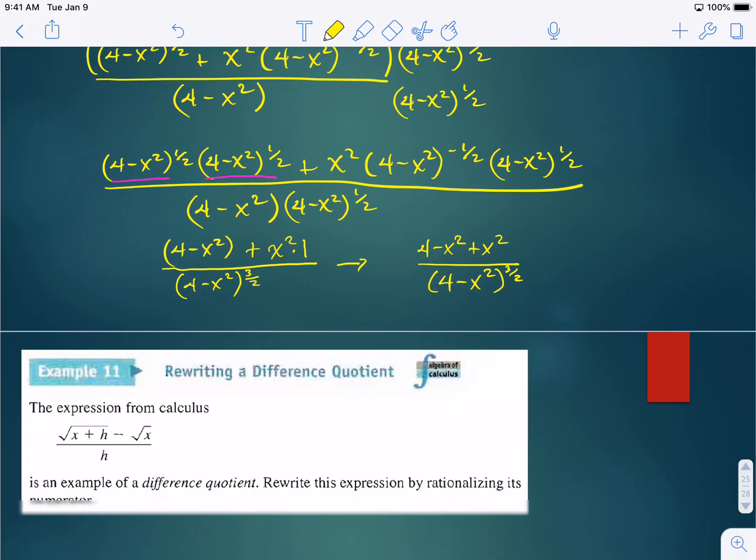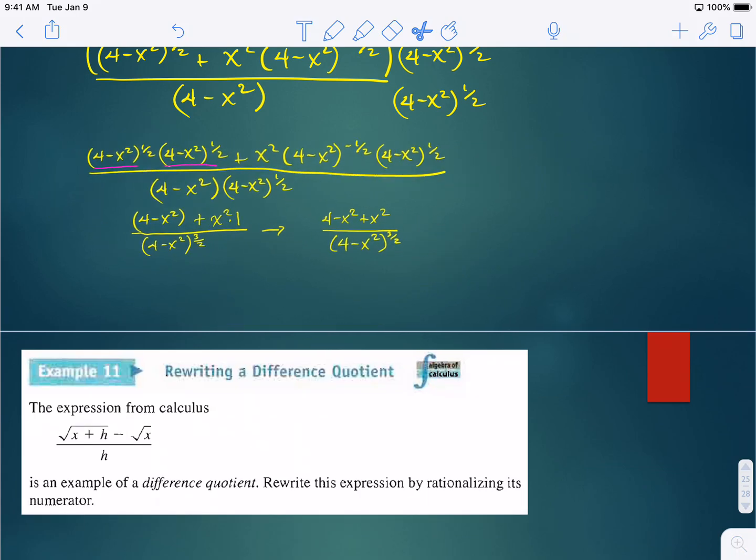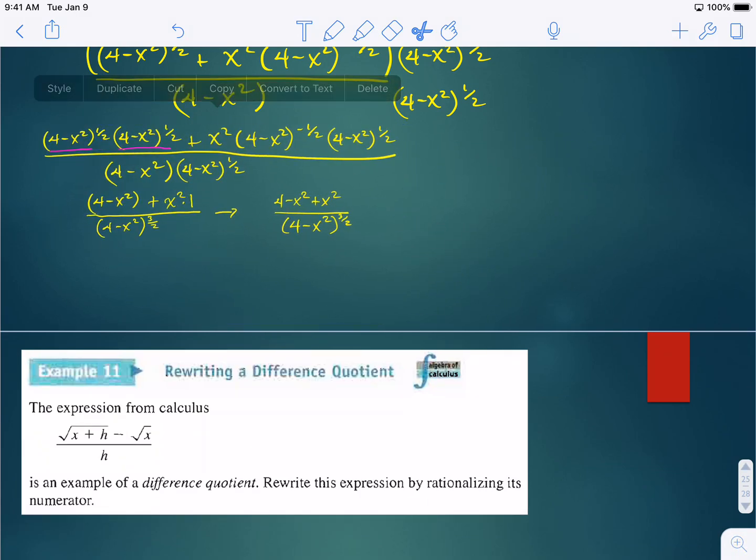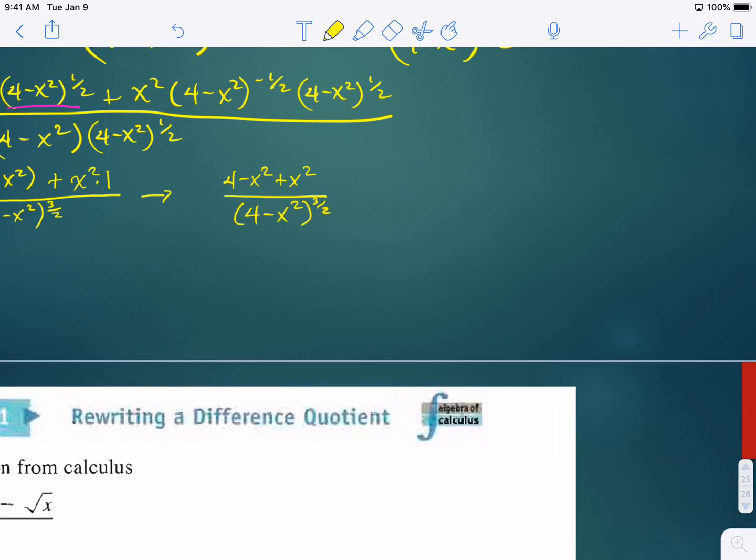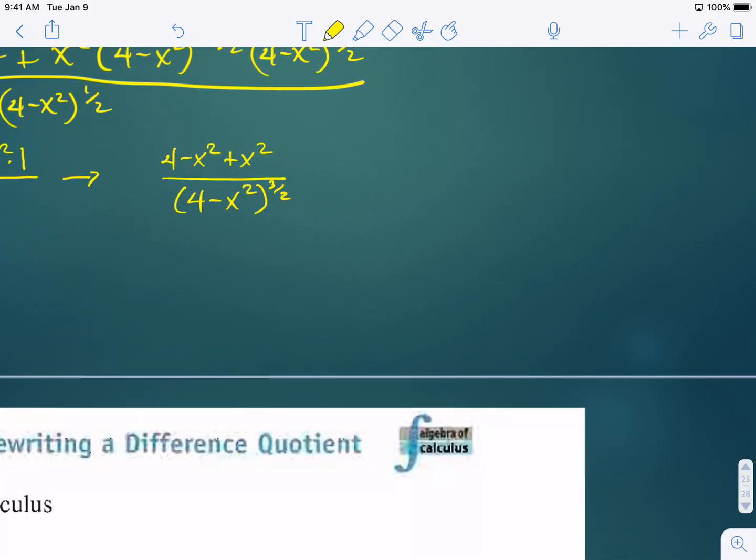Let me shrink some of this down so I can fit some of this in, and you'll see the final answer. But the final answer ends up looking like this: 4, because it's negative x squared plus x squared, over 4 minus x squared to the 3/2 power. And that's your answer.